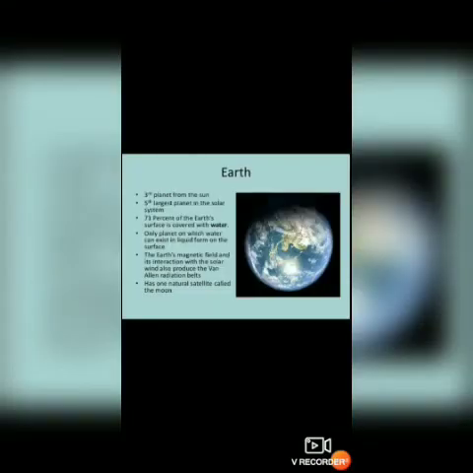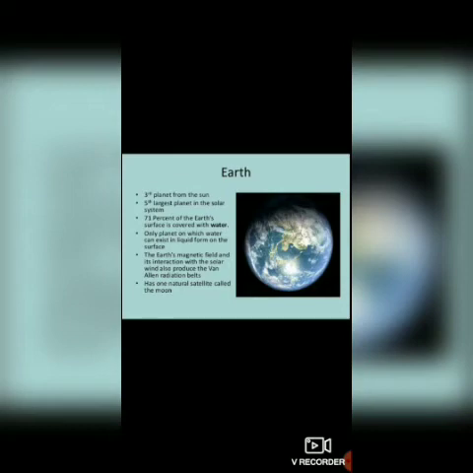Earth. Earth is the third planet from the sun, and it is the fifth largest planet in the solar system, and 71% of the Earth's surface is covered with water. Hence, Earth is also called the blue planet. It also has a magnetic field and gravitational forces, and has one natural satellite called the moon.